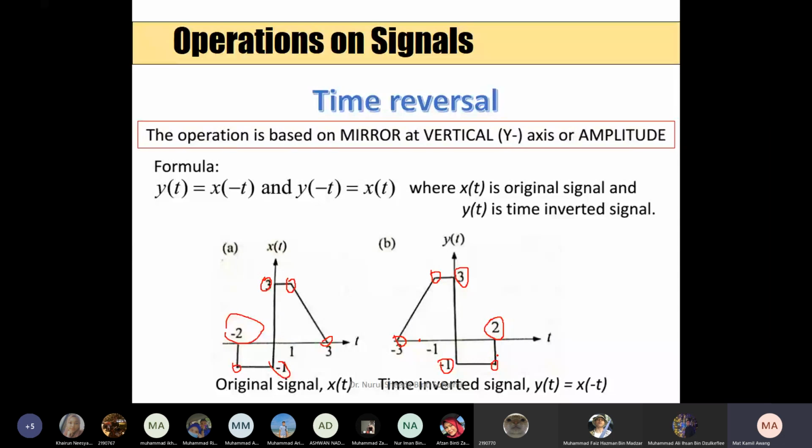Okay. So it's actually a mirror image at the vertical axis. Clear? Yes, sir. This one you can do on your own. Any other signals? Okay. And now time scaling.